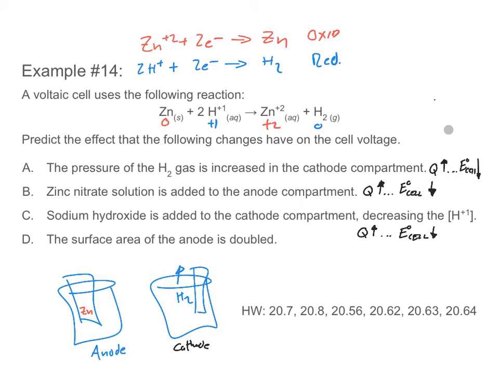And then what happens if we double the surface area of the anode? Yeah, there's no effect on cell potential, because cell potential is intrinsic, which means that it doesn't depend on the amount of stuff that's present. It's just going to be the same no matter what.